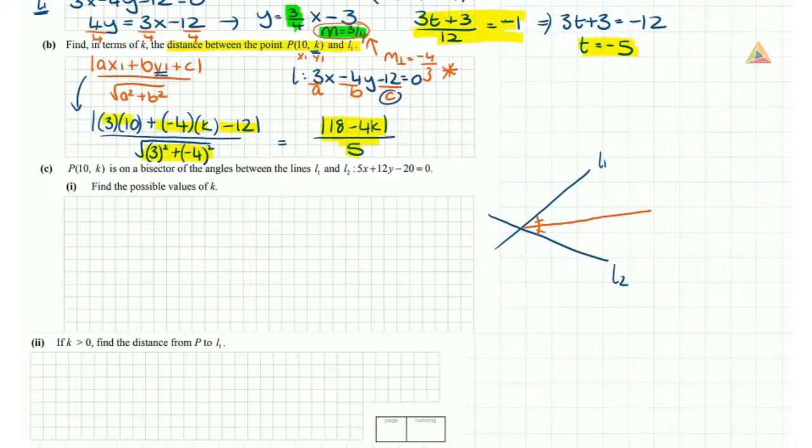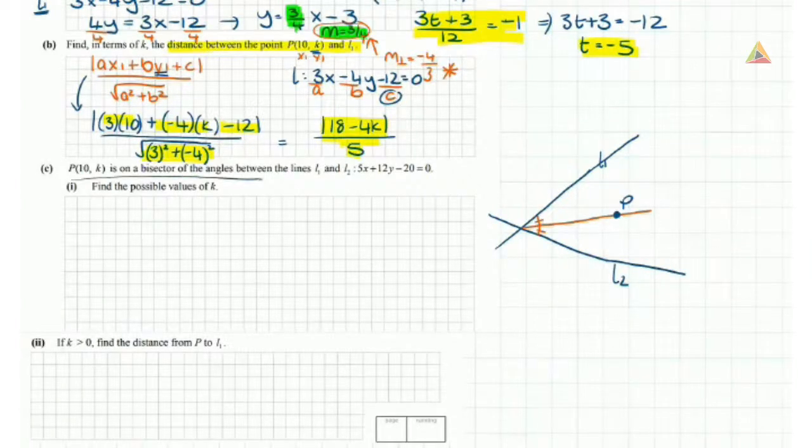And one theorem that we do on our course, just extend those a little bit more, is, we have a point 10k on the orange line, which is the bisector of the angles, and that point P is on that line. We're told that here. One theorem we do in our course is we look at the perpendicular distance from that point to either of the lines, and it's going to be the same. So the distance between P and L1 will be exactly the same as the distance between P and L2.